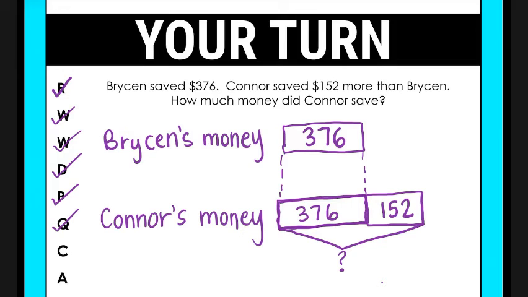Now the C stands for computation, which is our number sentence. And again, if I'm looking at this as a number bond, I can see I'm missing my whole. So I need to add my two parts together. So it's going to be another addition problem. So I'm going to set it up as 376 plus 152.